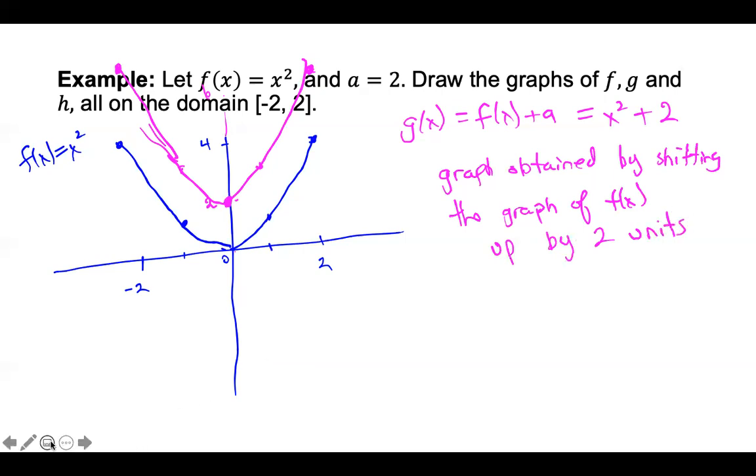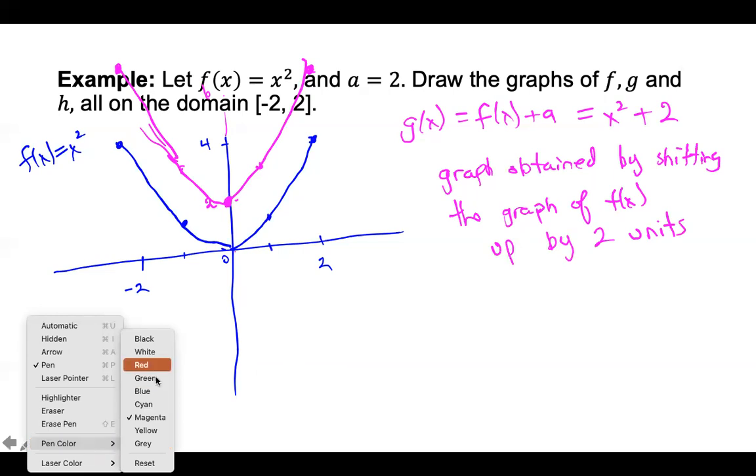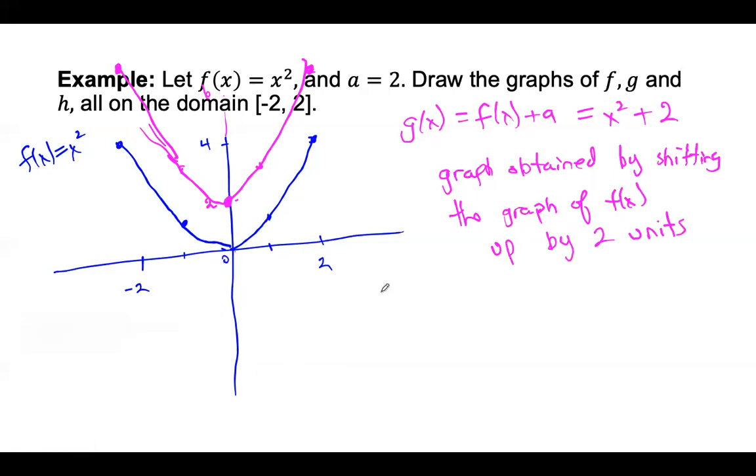What about the next one? Let's change the color to black. h of x is going to be f of x minus a, which is going to be x squared minus 2. What are we going to do? Yeah, so we're going to just shift this blue graph down 2 units. So we just shift it down. That's it.